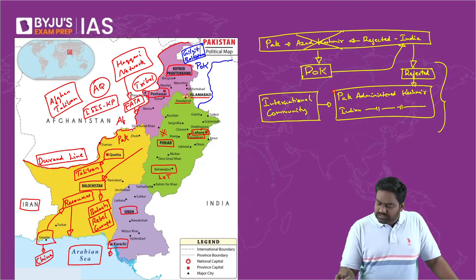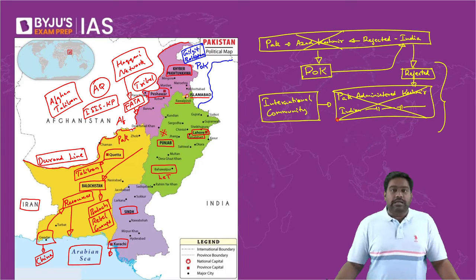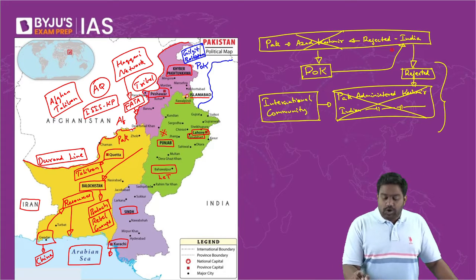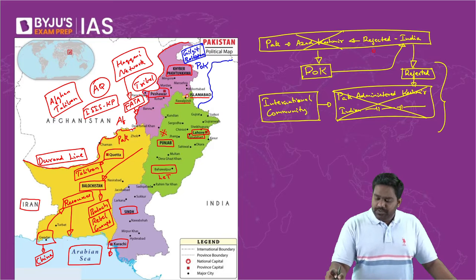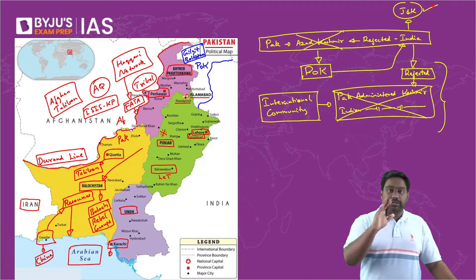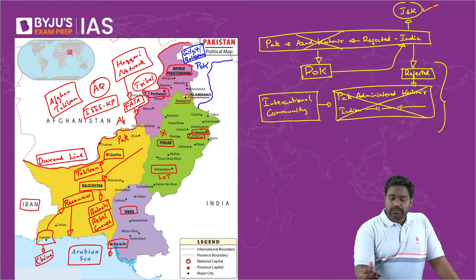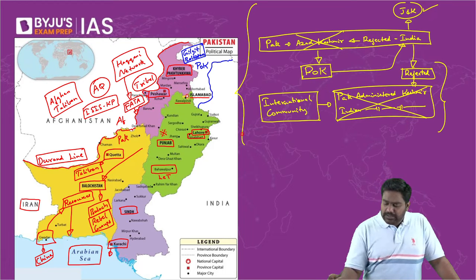We don't use the term Azad Kashmir or Indian administered Kashmir or Pakistan administered Kashmir. The only terminology India uses for the occupied areas is POK, and the rest of it, we just call it Jammu and Kashmir, nothing else. That's the only term you should be using. All right, be very careful. It's very important, because how else will you justify your claim?